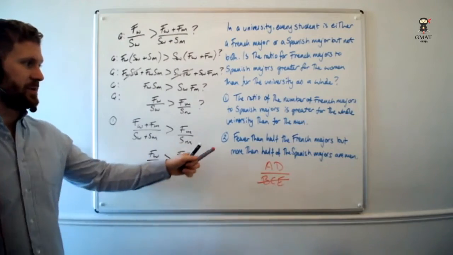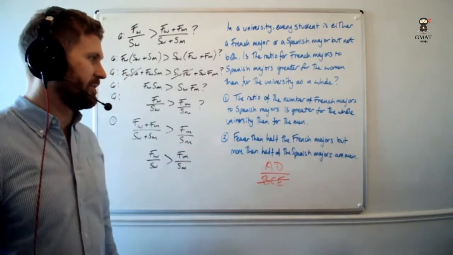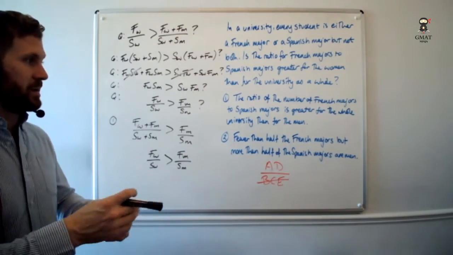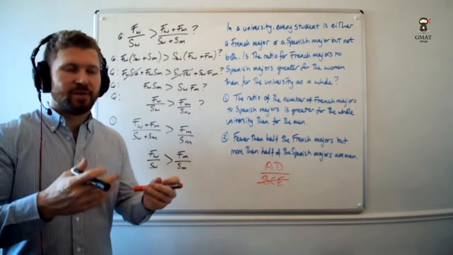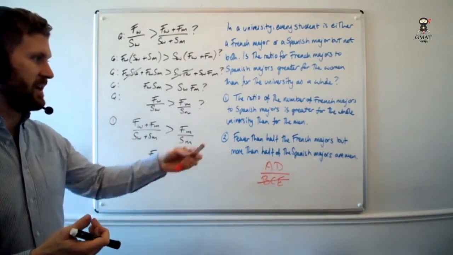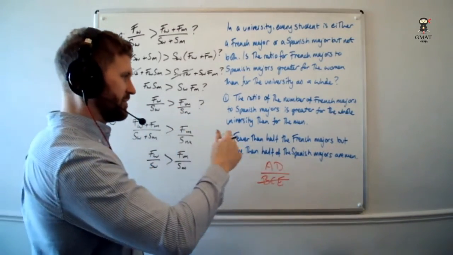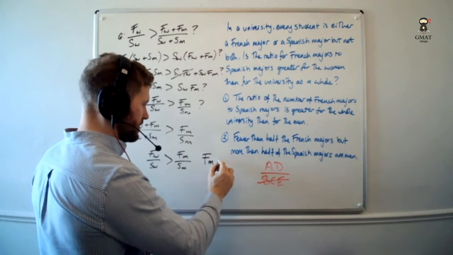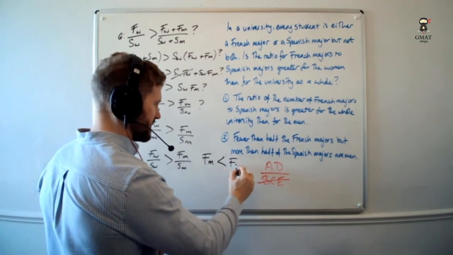Now, looking at number two, we can see that fewer than half of the French majors, but more than half of the Spanish majors are men. Well, if there's only men and women, and they either have to be a French major or a Spanish major, then if fewer than half the French majors are men, then more than half of the French majors have to be women.